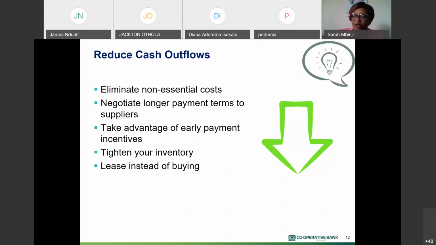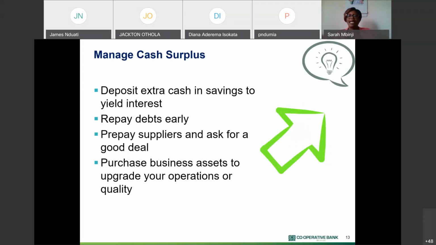Remember, the rule of the game is, when it comes to cash flow, it's about two things. It's about the amount and it's about the timing. So you don't want to have a lot of cash flowing out of your business. That's what we call hemorrhage.